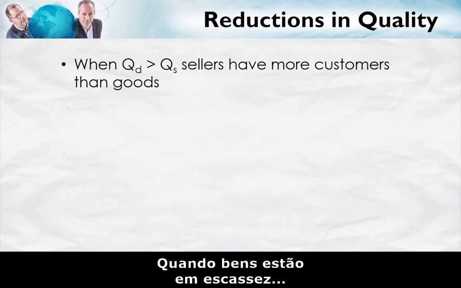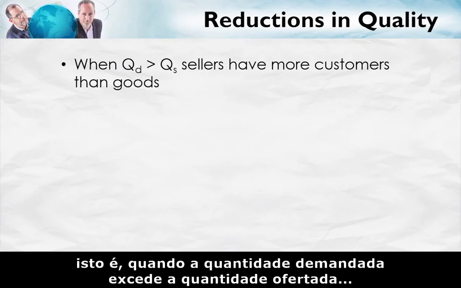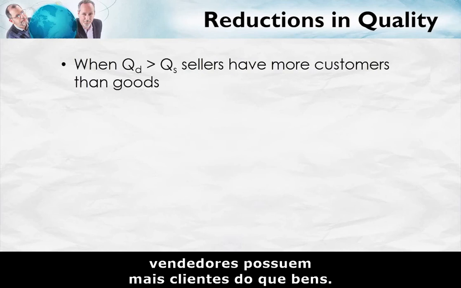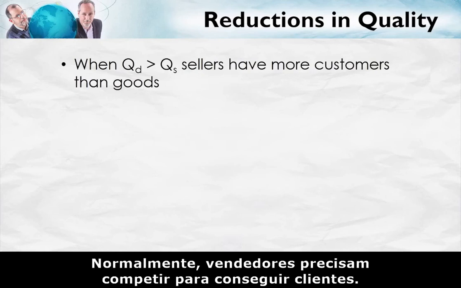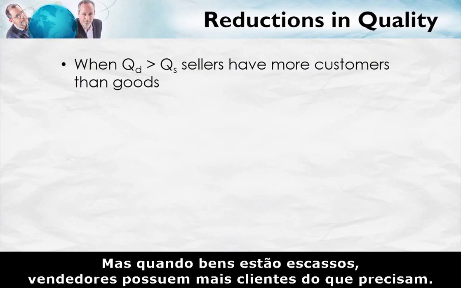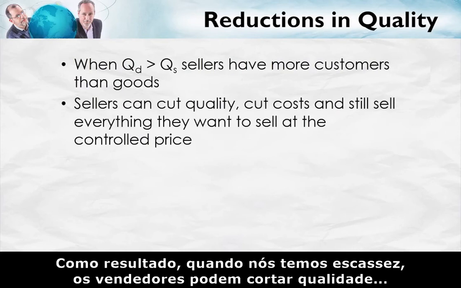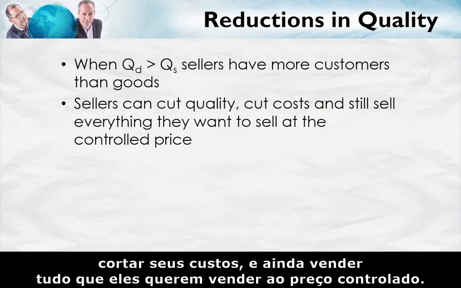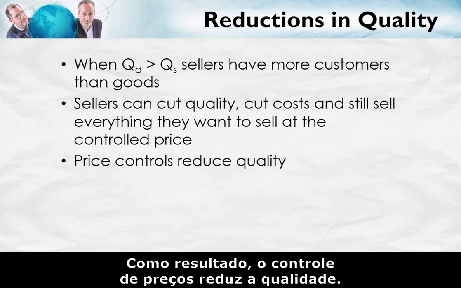When goods are in shortage, that is, when the quantity demanded exceeds the quantity supplied, sellers have more customers than goods. Usually sellers have to compete to get customers, but when goods are in shortage, sellers have more customers than they need. As a result, when we have shortages, the sellers can cut quality, cut their costs, and still sell everything they want to sell at the controlled price. As a result, price controls reduce quality.